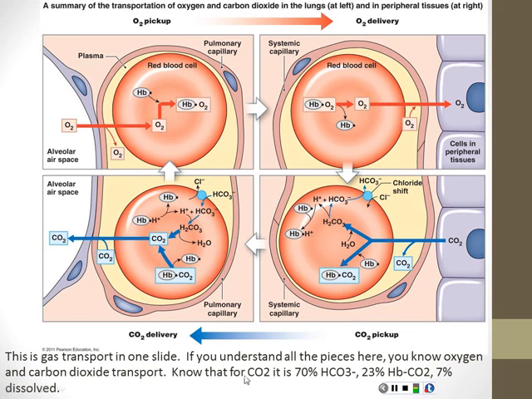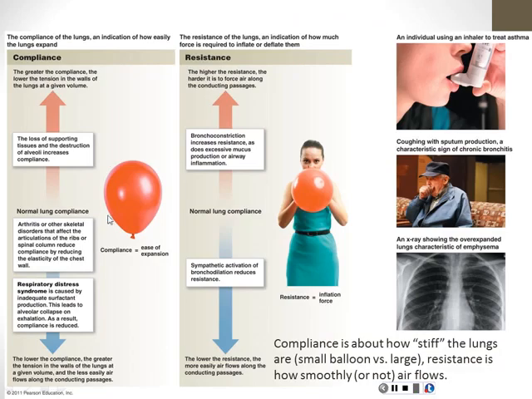So this is gas transport in one slide. So the oxygen piece and the carbon dioxide piece. And we're going to look at that equation again when we look at the kidney and when we look at the acid and base balance of the body. So have it somewhere in your notes so that you're familiar with it, because we're going to talk about it more than just this once.